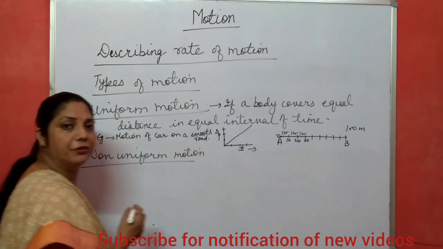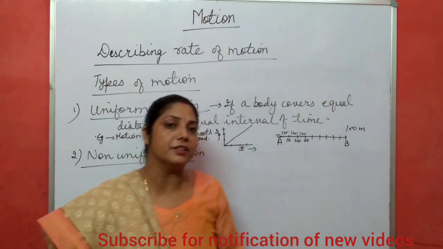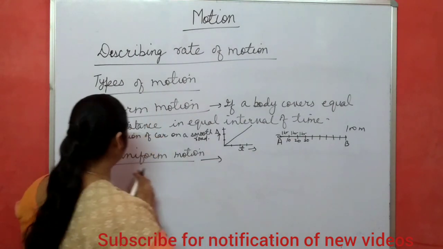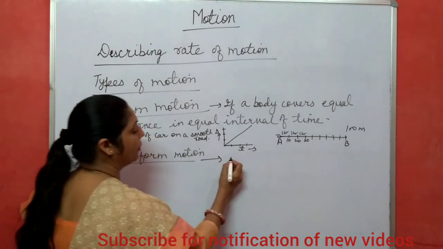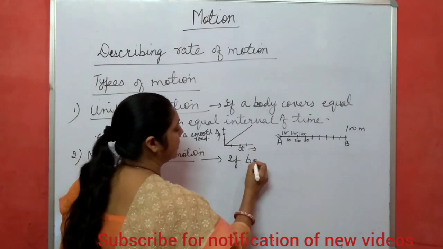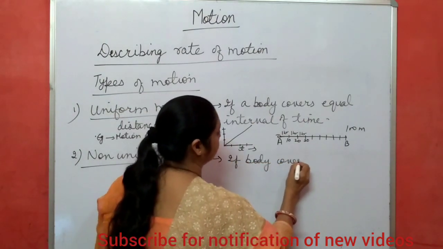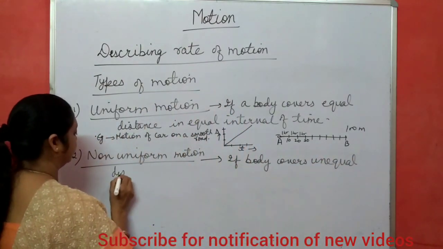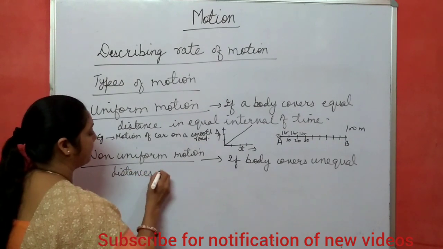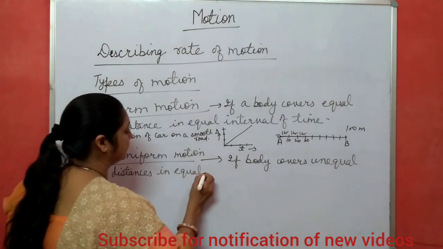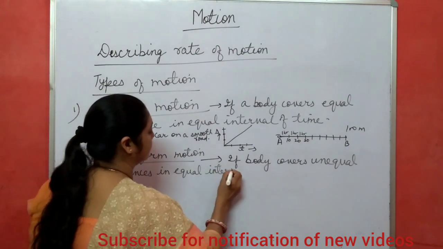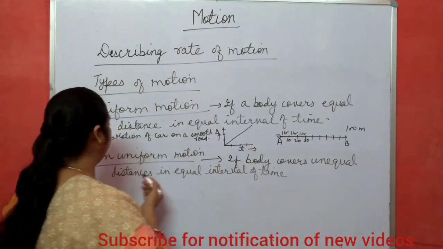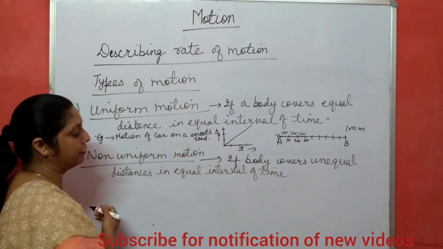Now, in case of non-uniform motion, what is this? If a body covers unequal distances in equal interval of time, then you can say that the motion of the body is non-uniform motion.